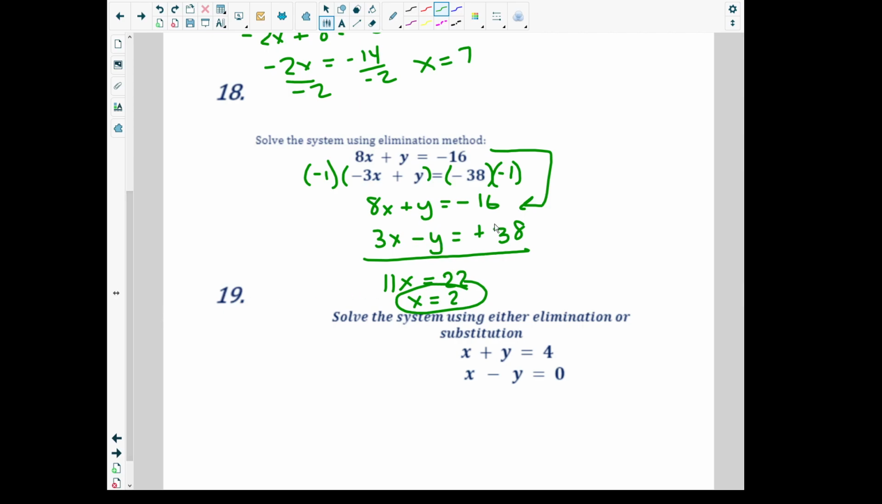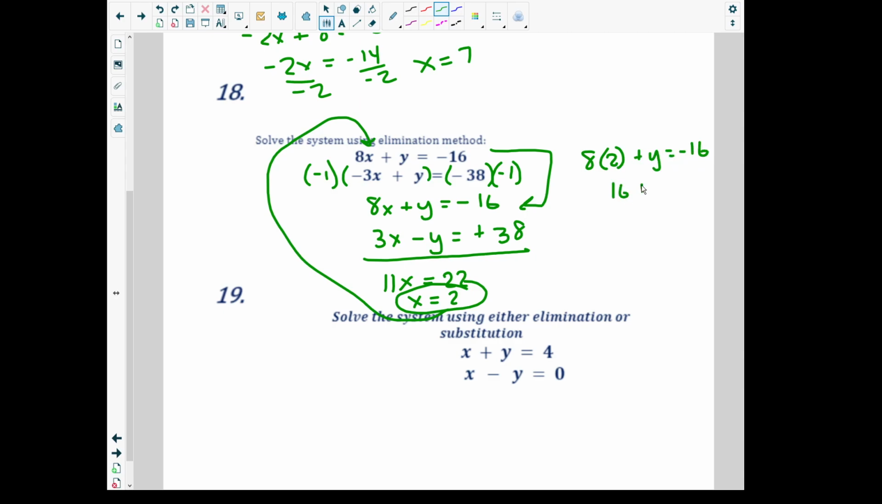Oh, I'm sorry. That's the right value for x, but of course we have to find y, right? So I'm going to plug this back into the original equation. Doesn't matter which one. Oh, I'm sorry. We solved for x, not y. Whoops, my bad. Yeah, I made the mistake. Okay. We solved for x. So this is going to go into x, not into y. So I'm going to plug it in here. My apologies. So 8 times 2 plus y equals negative 16.